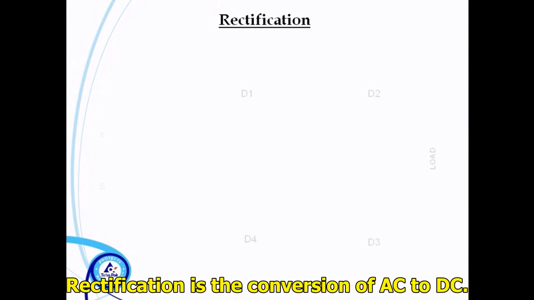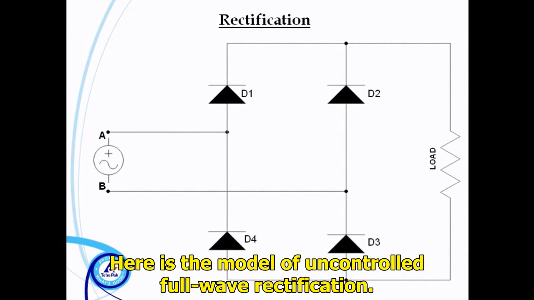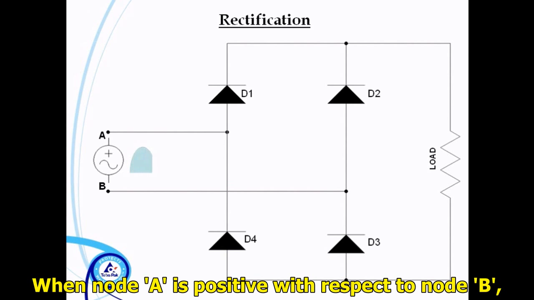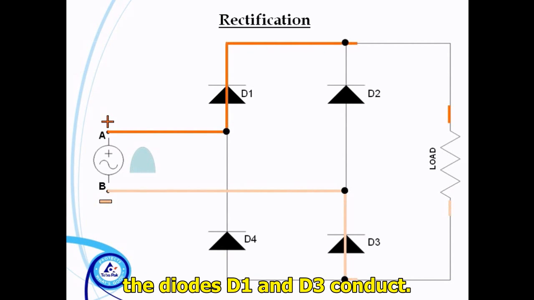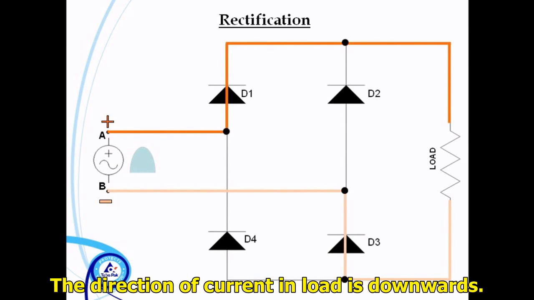Rectification is the conversion of AC to DC. Here is the model of uncontrolled full-wave rectification. When node A is positive with respect to node B, the diodes D1 and D3 conduct. The direction of current in load is downwards.